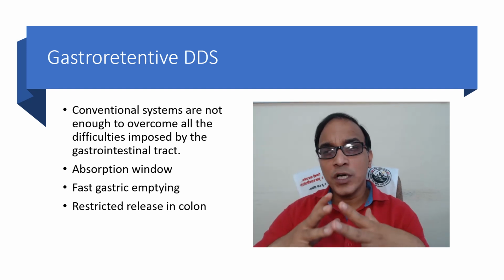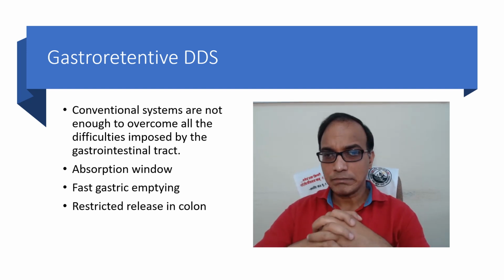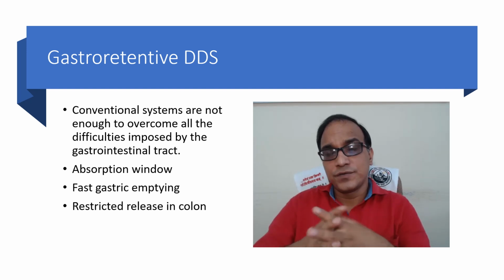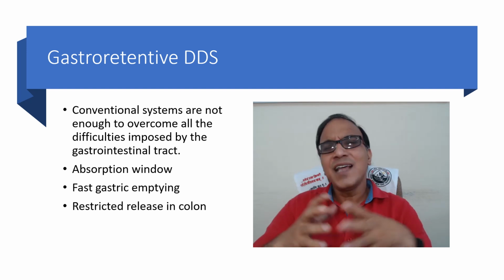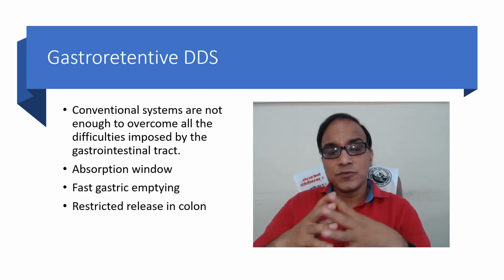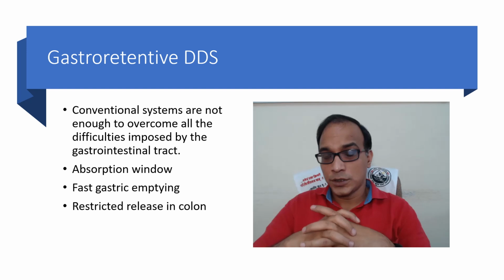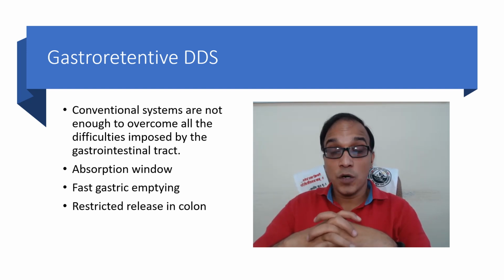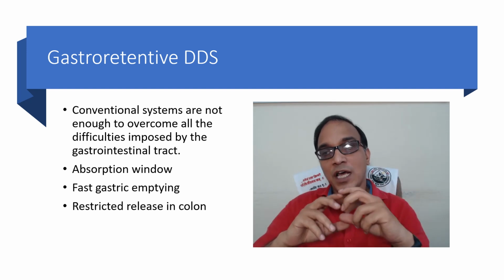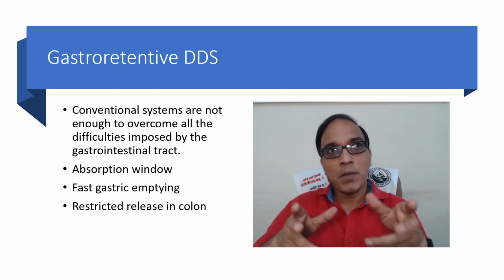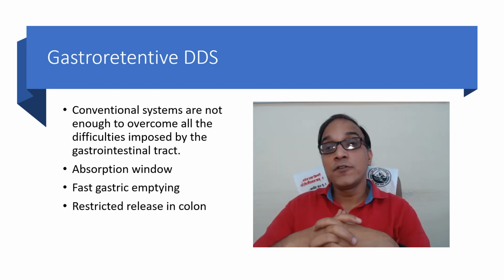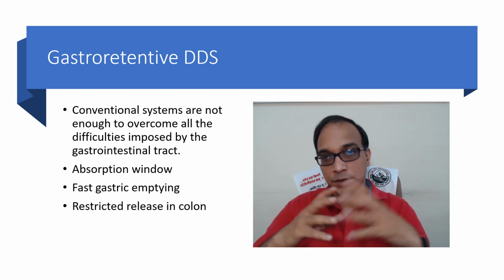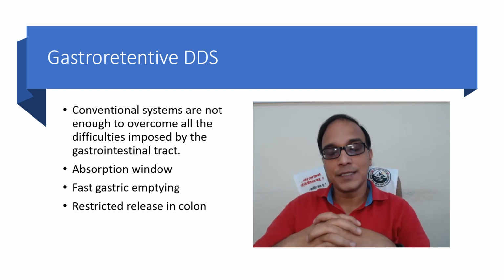Now, what are gastroretentive drug delivery systems? The conventional systems are not enough to overcome all the difficulties imposed by the GIT. There is an absorption window. What is the absorption window? You might have studied in your physiology part that sometimes drugs are absorbed from a particular anatomical site. Say, for example, metformin is absorbed preferably from the upper GIT, the upper part of the gastric region, to be very precise.